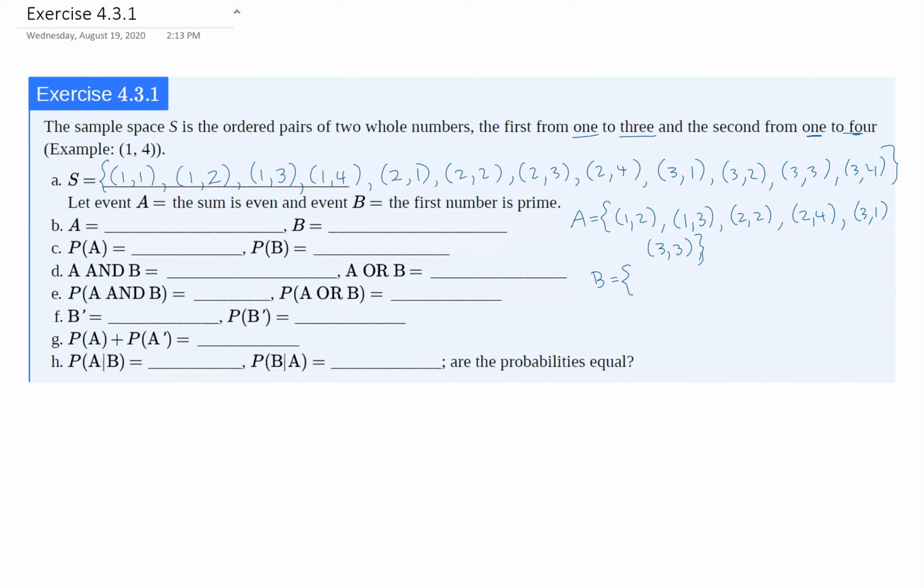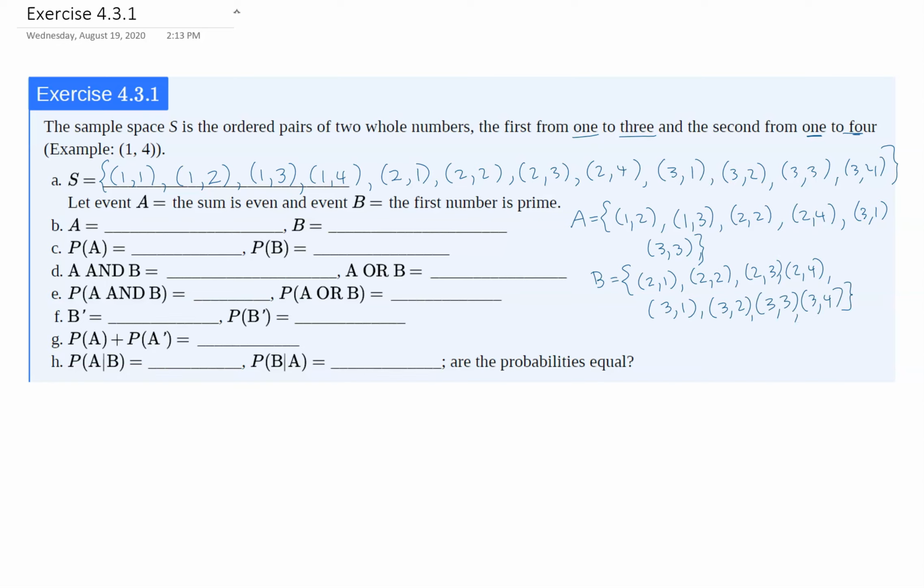Okay, so for the event B, the first number is prime. We're going to ignore all of the ordered pairs that start with 1 because 1 is not prime. And we're going to write down the rest of them because 2 is prime. 2 times 1 is 2. That's the only way we can get 2. And 3 is prime. 3 times 1 is 3. And that's the only way we can get 3.